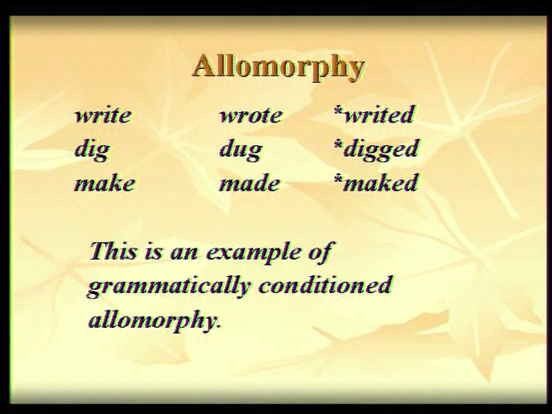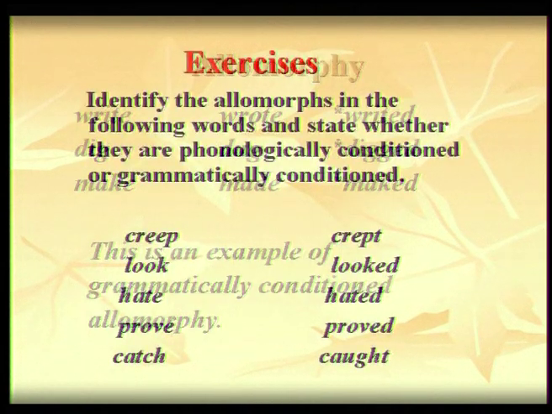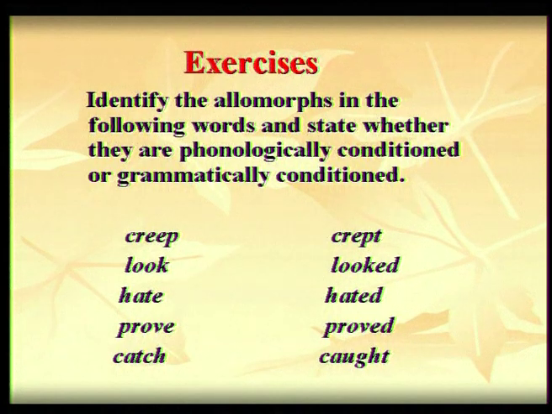These forms, we are taught, are exceptions. In such cases, we call these grammatically conditioned allomorphy. Here, there is no way in which we can predict what the past tense form will be. Now, try yet another exercise. Identify the allomorphs in the words given here and state whether they are phonologically conditioned or grammatically conditioned.